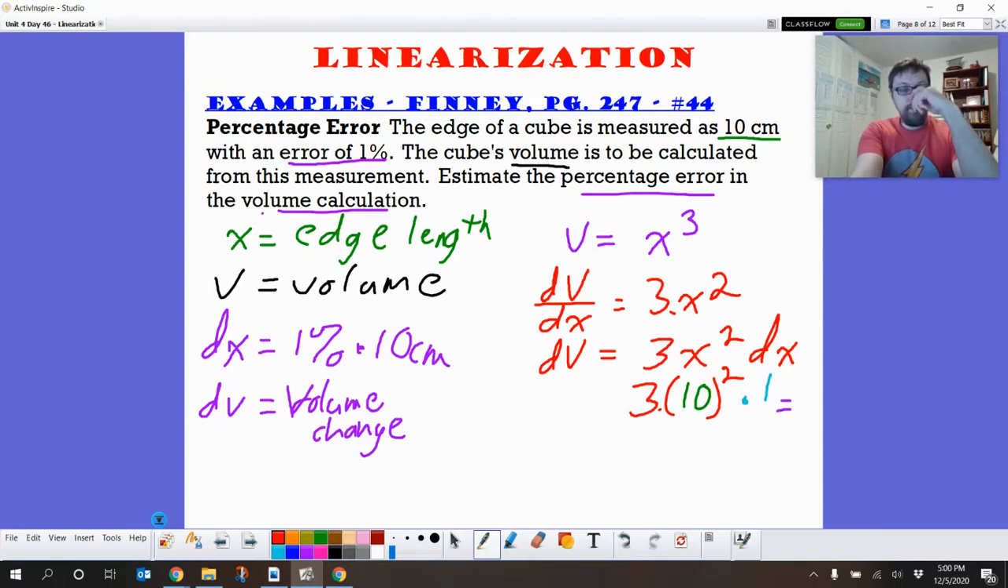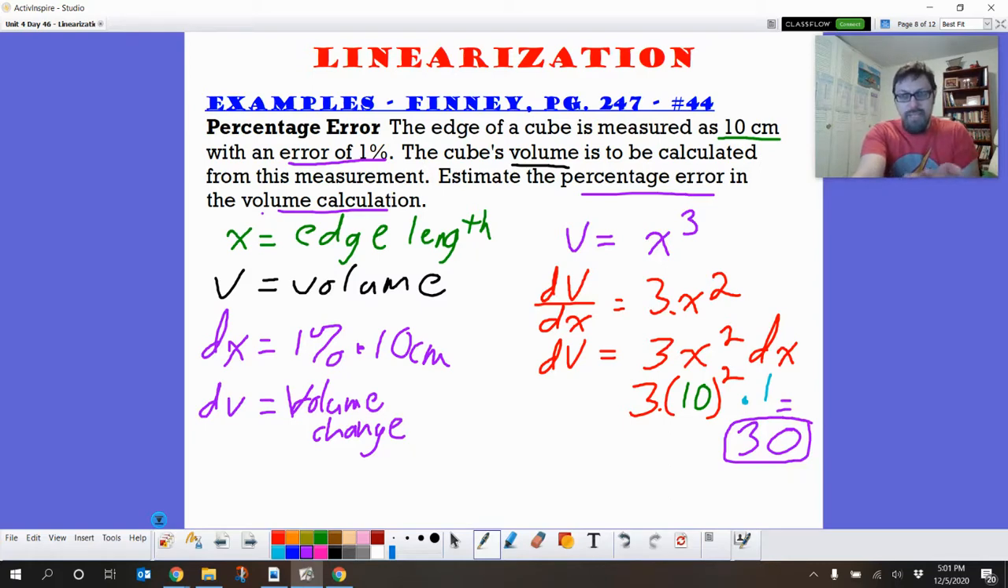So we get 100 times 3, which is 300, times 0.1, which is going to drop off a 0. So we get 30 is our dV. So that's how much it is going to change. In order to figure out that percentage error, we're going to be off by 30 points of what our original volume would have been. So I actually need my original volume for this one.